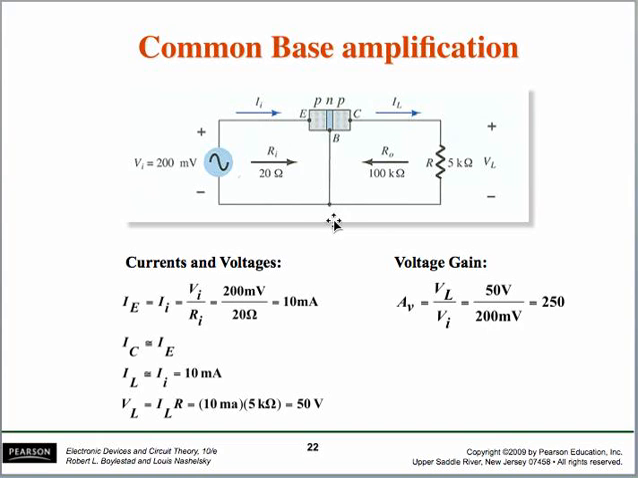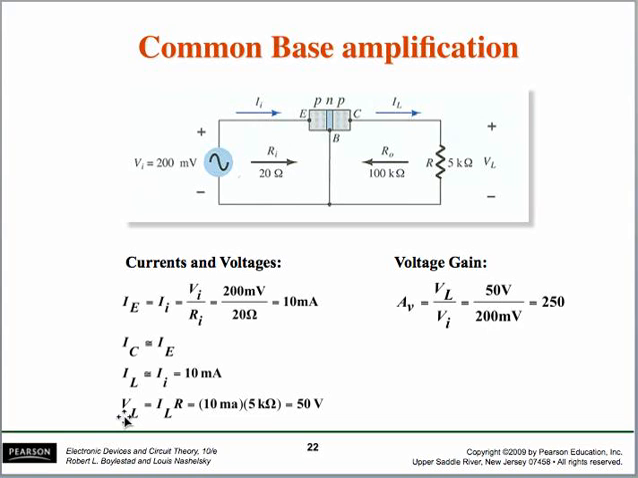So what you are interested to find is the voltage gain, V out over V in. So you start by calculating the input current. Input current is just V in over R in. V in is 200 millivolt, R in is 20 ohm, so you get an I in of 10 milliampere, right? And you know that I in is actually your IE, your emitter current. And you know that in common base configuration, IC is almost equal to IE. So you can use that assumption that IC is also equal to 10 milliampere.